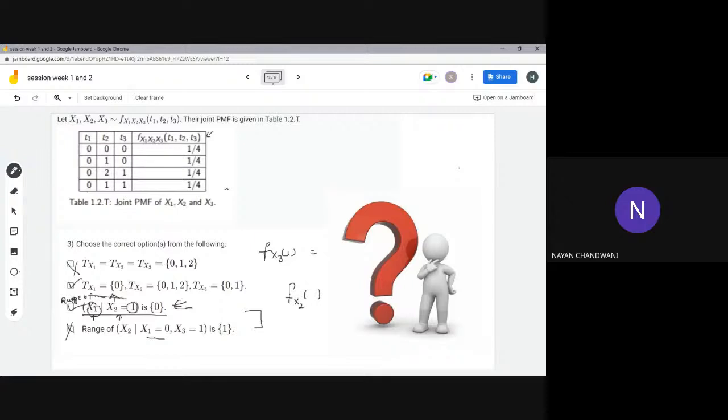Sir, may I also ask something regarding these variables? If we take the sum of the X1 column, where X1 is equal to 0, we cannot find the individual probabilities. The individual probability is basically the marginal probability. So you are asking what is the range of X1? It's just zero. So we can find only the marginal for zero?